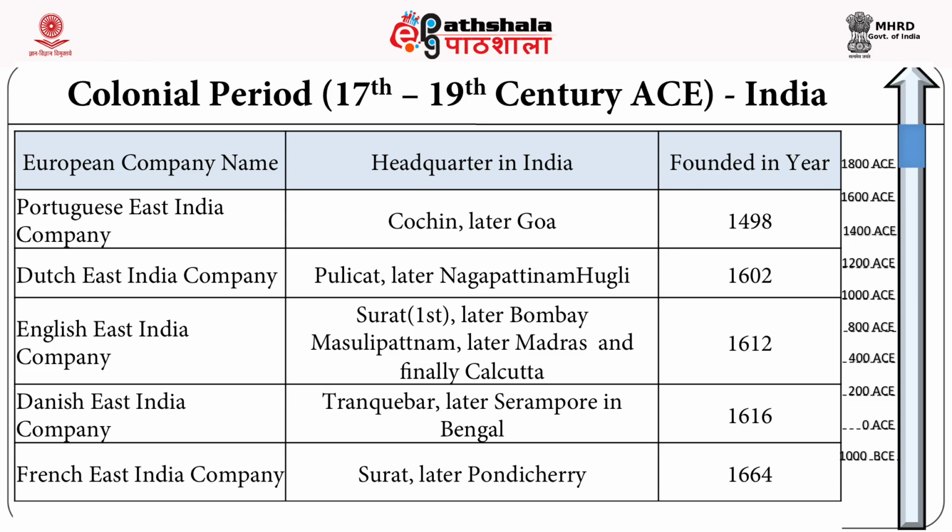Then the Danish East India Company came in, whose headquarters was in Tranquebar in Tamil Nadu, later Serampur in West Bengal, and their purpose was trade and exploitation. Then the French East India Company came in, whose headquarters was in Surat, later Pondicherry, and their purpose was to colonize. And then the British Raj, which first ruled from Calcutta and later from New Delhi when the capital shifted, and their purpose was to rule and exploit.